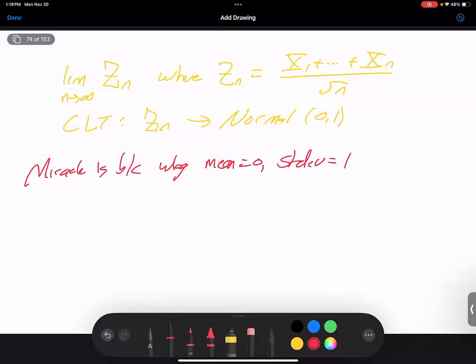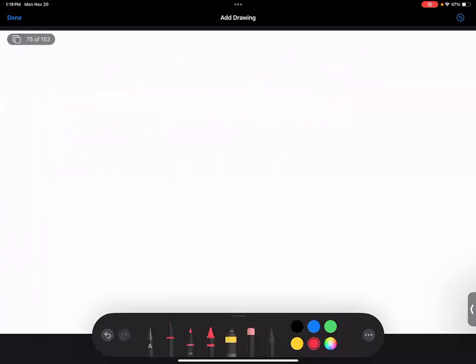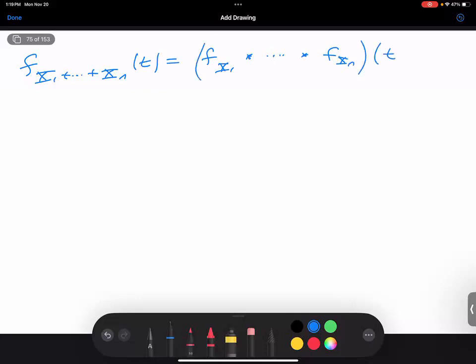Okay, now we want to prove that this is the case. I am doing this from memory, so bear with me. We have the density of the sums of my random variables. I'll do this first without dividing by the square root of n. So this is going to be the n-fold convolution: f of x1 convolved with f of xn, all evaluated at t. If I want to put in a square root of n with each one of these, that's really not that big of a deal. I can just go like that.